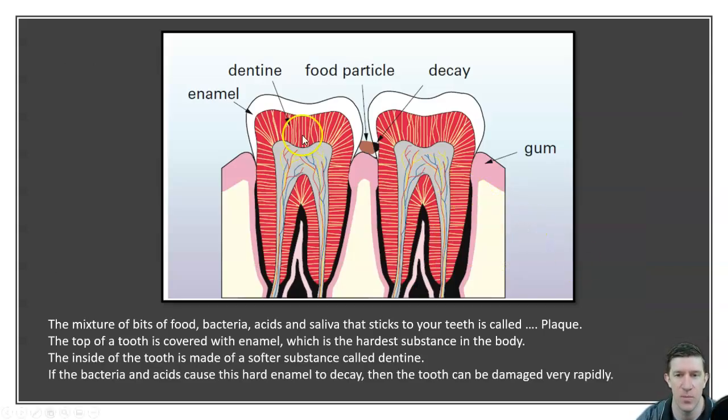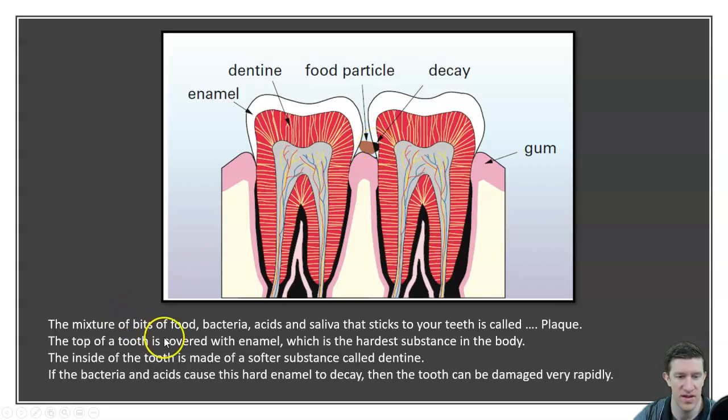So let's look at it. We've got our little food particle stuck between our teeth. The decay is going to start to build in because we've got the bacteria. They're slowly eating away, eating those sugars, producing the acids. The acids are then eating into the side of that tooth there.